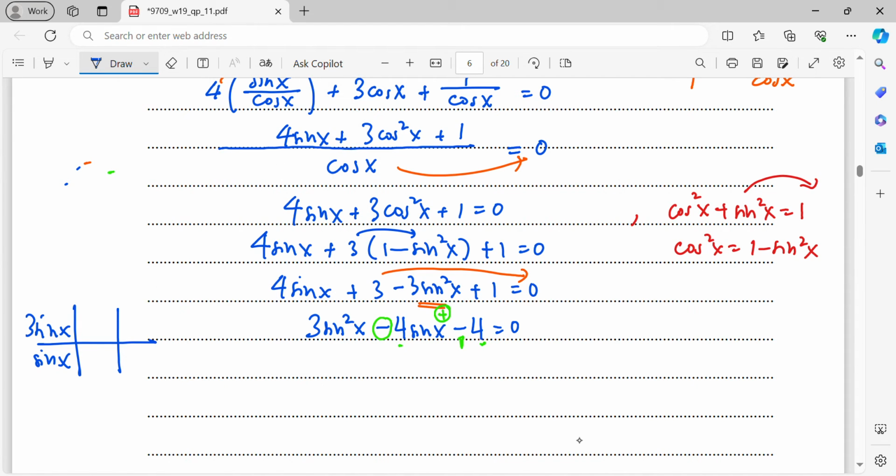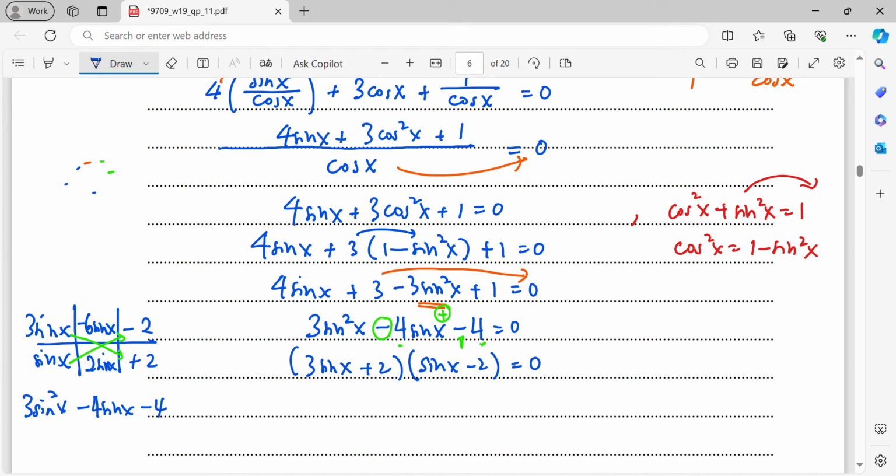Okay, so I need to get negative 4. So here minus 2, this is plus 2, so that the middle term I get negative 6 sine x. Then the other one is 2 sine x. Then from here, you will get 3 sine square x and then minus 4 sine x, then minus 4. Okay, when you add the middle column, then the factorization, just cross multiply, I will be getting 3 sine x plus 2 times sine x minus 2.